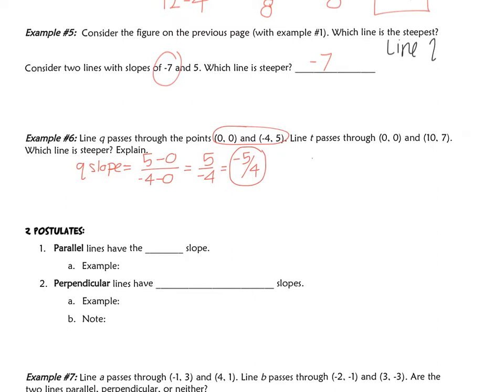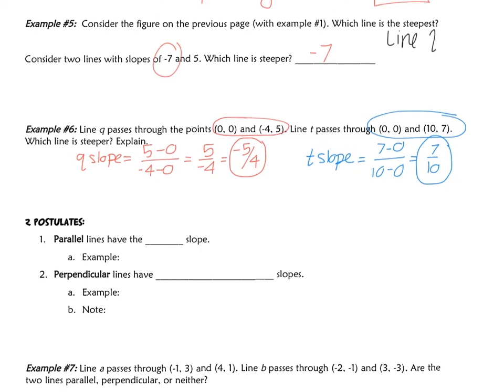Now let's look at the T slope. Now you're finding the slope between these 2 points. 7 minus 0 over 10 minus 0, so you get 7 over 10. Which one increases at a higher rate? Hopefully you see line Q. It's going to go down further, over, down further, over. Okay? Again, we'll talk more about it in class.